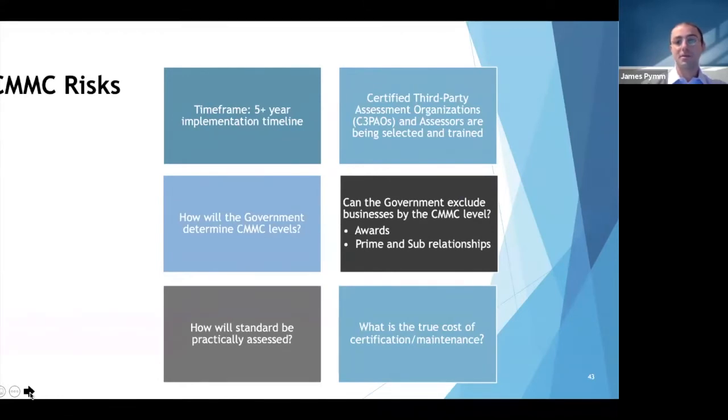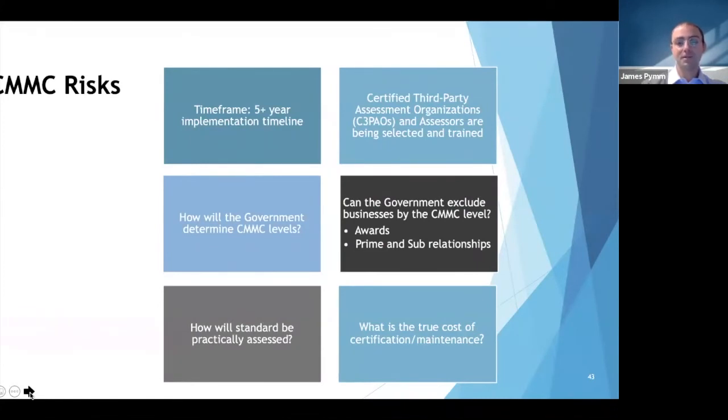Next, the C3PAOs, they're only being selected and trained now. So in terms of the timing of the assessments, there's a lot unclear with that. The DoD has come out and said that they're obviously going to encourage C3PAOs to focus on the vendors that are obviously impacted by the 9 pilot programs that are coming out first, which makes sense. And you would think as additional solicitations come out that impact vendors, you would like to think that vendors that are impacted by those solicitations would have some sort of priority. But realistically, that's not written in black and white anymore.